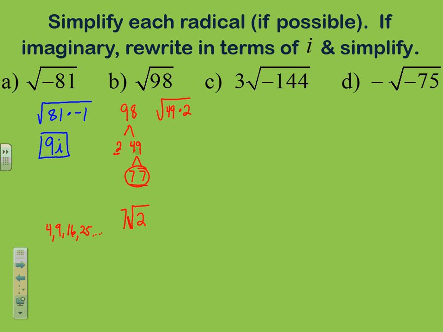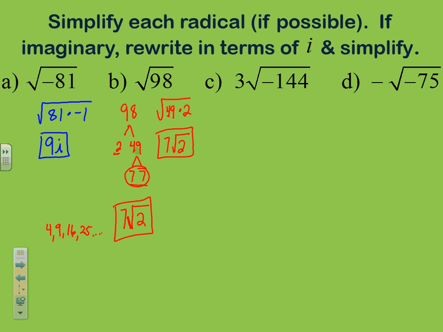And so all I'm looking at is what's the largest perfect square. I take the square root of that number, and since I can't take the square root of the 2, it stays underneath the radical. And either way is an appropriate way of looking at how we would simplify a radical number.